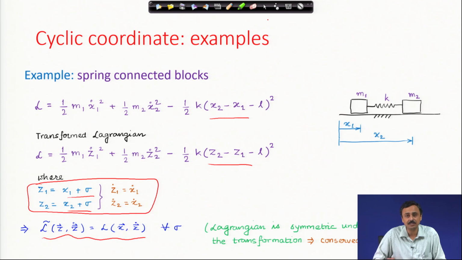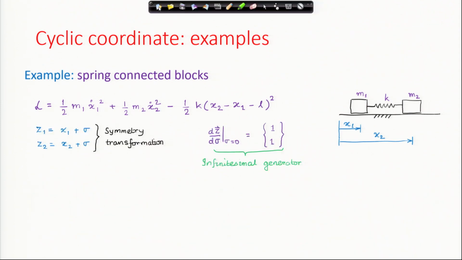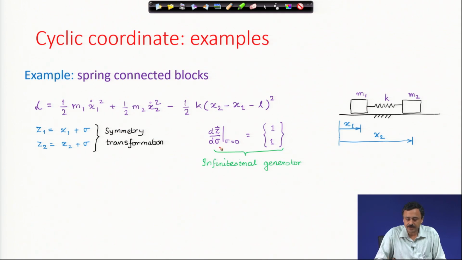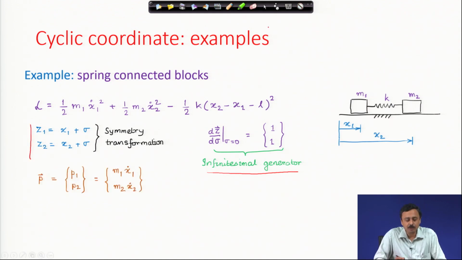Therefore, this implies there must exist a conserved quantity, and how do we find that conserved quantity? We find the infinitesimal generator as I have shown here, d z vector d sigma at sigma equal to 0. This is the infinitesimal generator, and that happens to be 1 1. Then this follows. The generalized momentum, you can find out: del L del x 1 dot and del L del x 2 dot, and you will get these two terms.